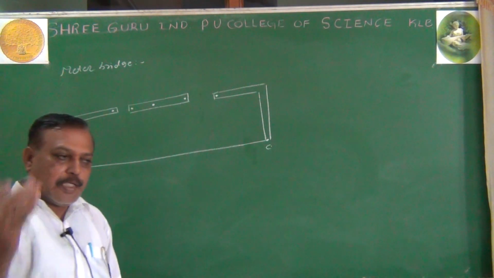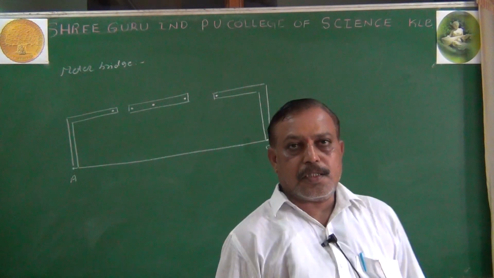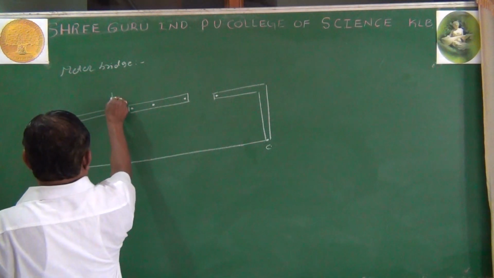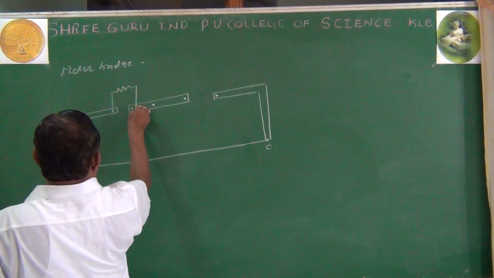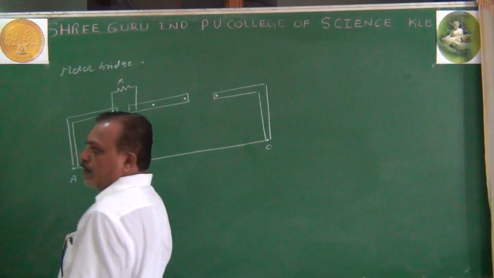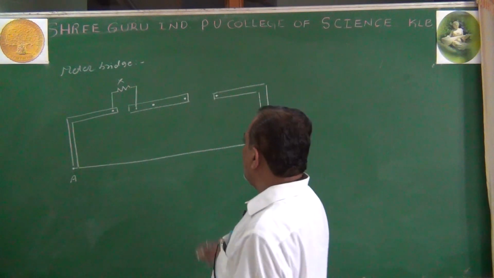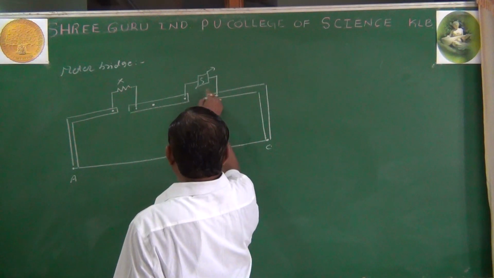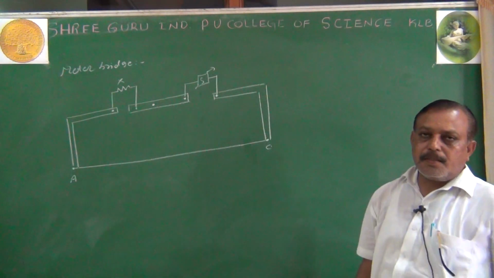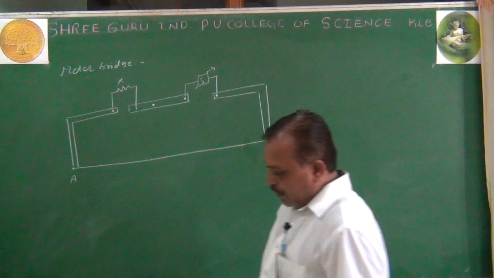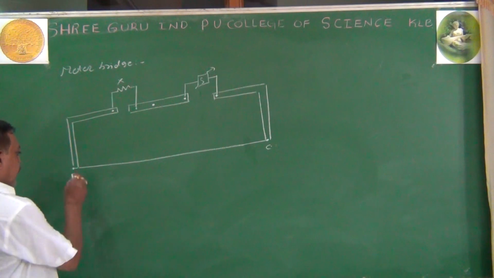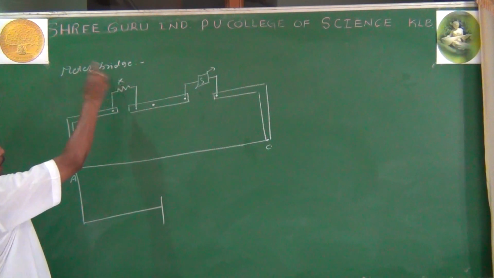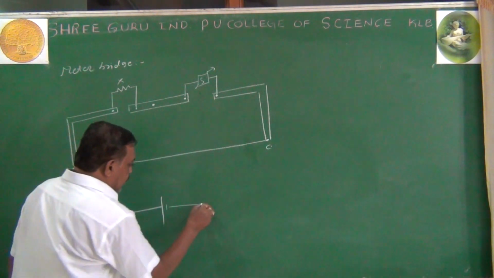Whatever resistance is to be calculated, the unknown resistance and its resistivity, that unknown resistance whose value is to be determined is connected in the left gap. The known resistance, that is the standard variable resistance, is connected in the right gap. Then, to provide the current in the circuit, I need the battery of EMF E. The battery is connected between A and C. Positive terminal goes to A, where the unknown resistance is connected, and negative terminal to the C point.